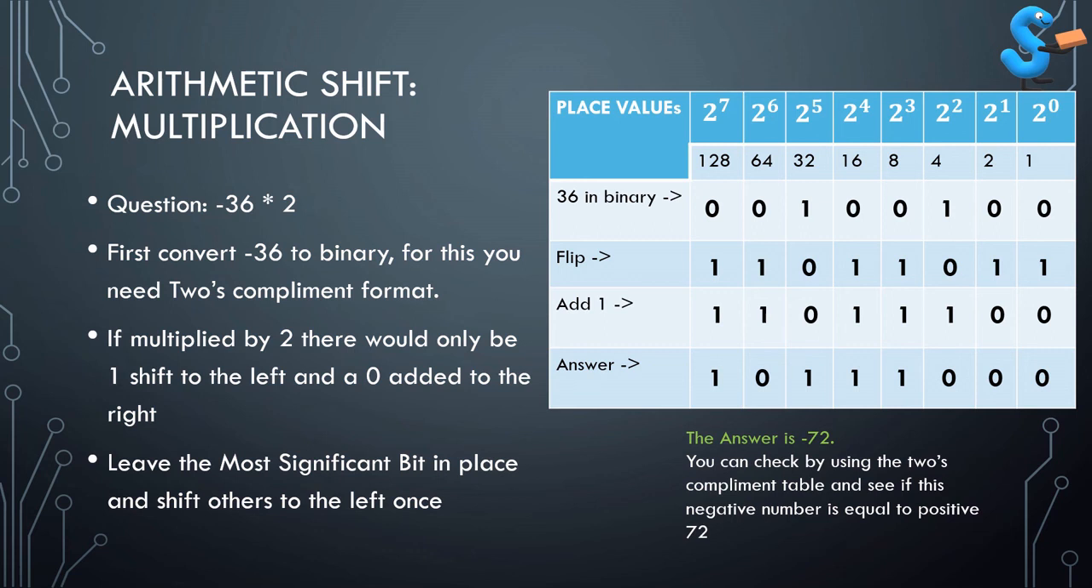You can check this by using the 2's complement table and see if this negative number is equal to positive 72. So what you're going to do is write 72 over here, negative 72 here, exactly as it is in this answer table. Then you're going to flip it and add 1, and your answer should come out as positive 72, which means that this bit right here should become a 0.